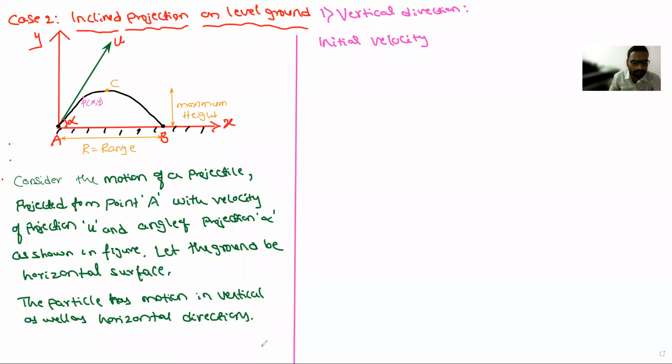Look at the diagram. The particle is projected like this, and it has a velocity u in this direction, with an inclination alpha. I want the velocity in the vertical direction: u sin alpha. Then the velocity in the horizontal direction is u cos alpha. Write down: initial velocity is equal to u sin alpha, in the upward direction.